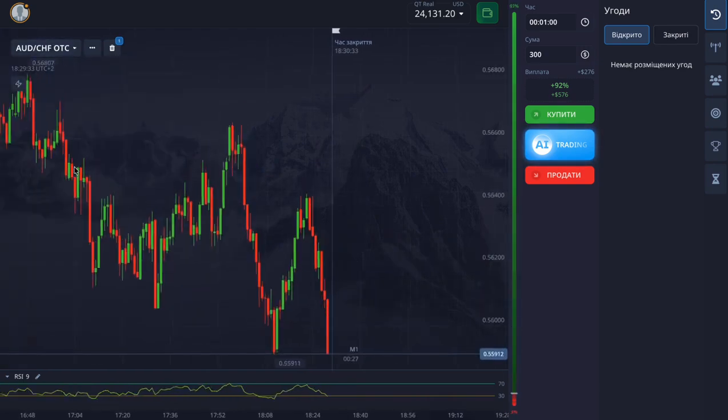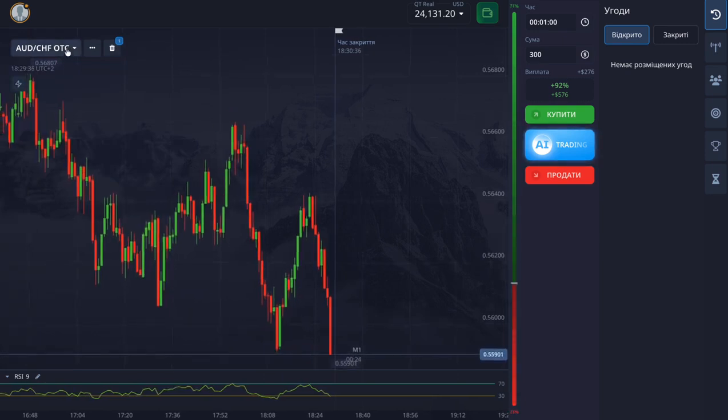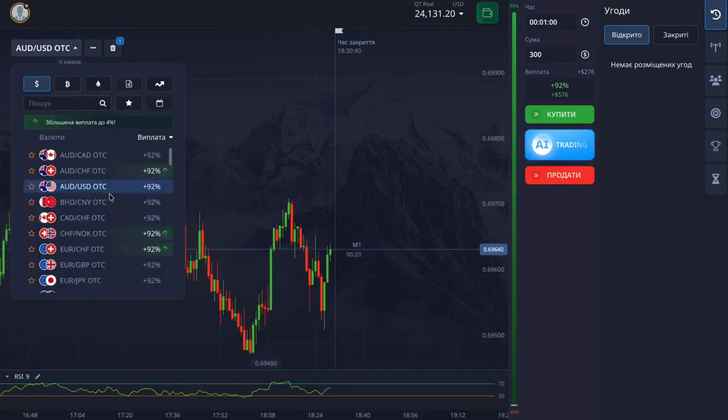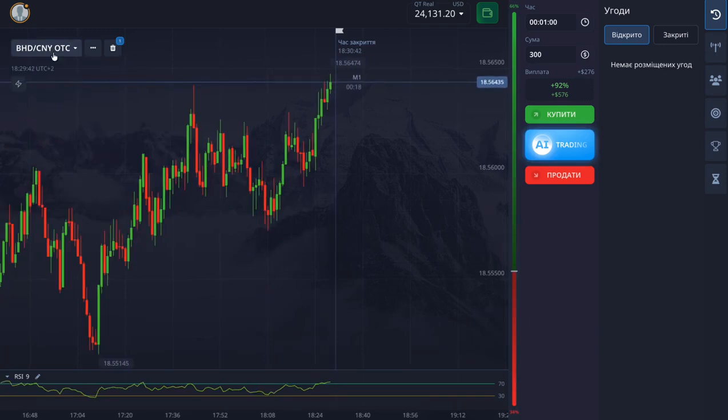I also advise you to first trade on a demo balance, and then on a real balance, so you understand how it works, what entry point to take, and then you can try trading on a real balance.